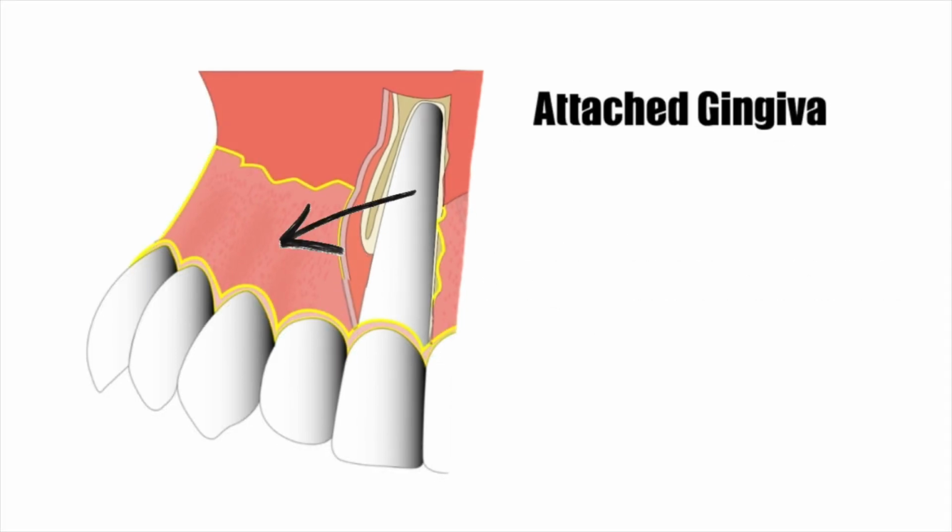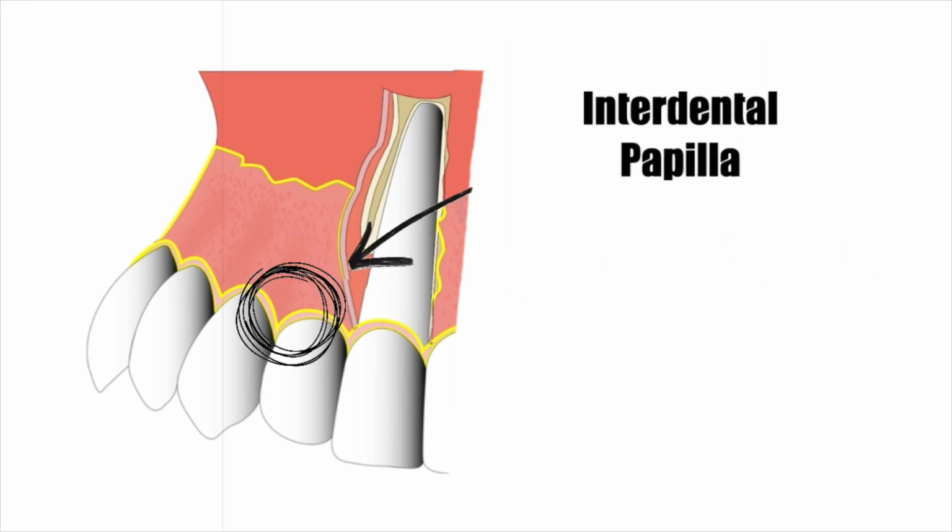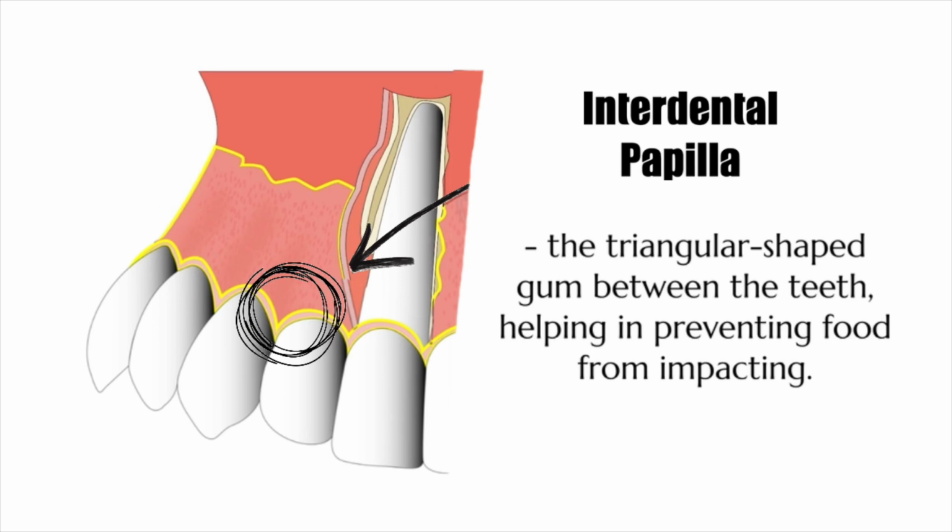The attached gingiva starts at the free gingival line and continues to the border of the mucosa. The attached portion of the gums is firmly bound to the underlying bone, providing stability. The interdental papilla is the triangle or pointy area between the teeth. The interdental papilla helps with preventing food impaction.